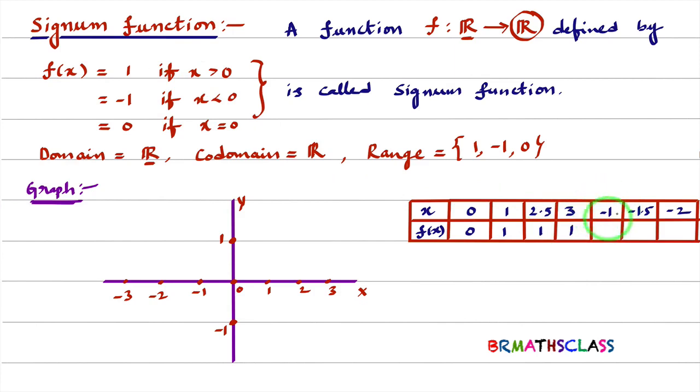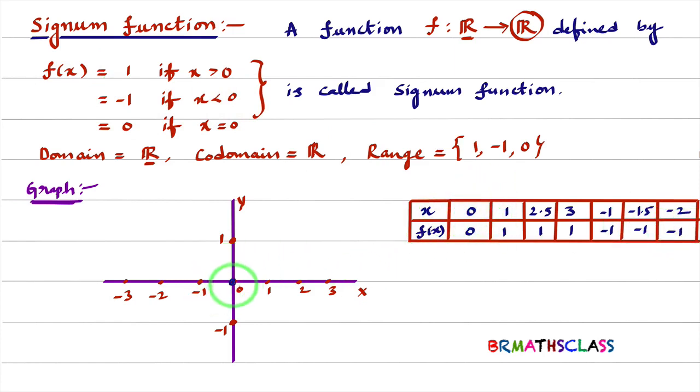F of -1. As -1 is less than 0, f of -1 is -1. F of -1.5. As -1.5 is less than 0, f of -1.5 is -1. F of -2. As -2 is less than 0, f of -2 is -1. Okay. Now, you plot these points on the graph.